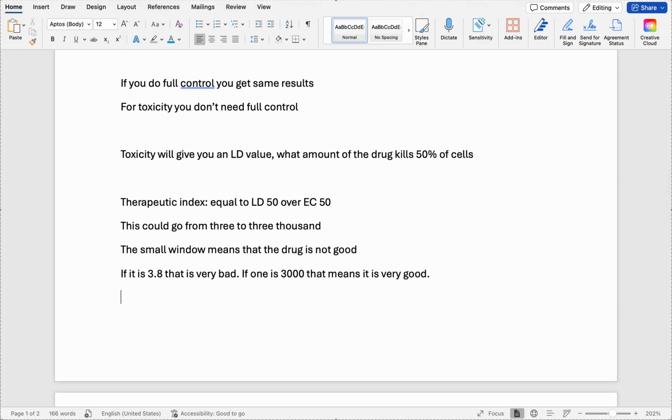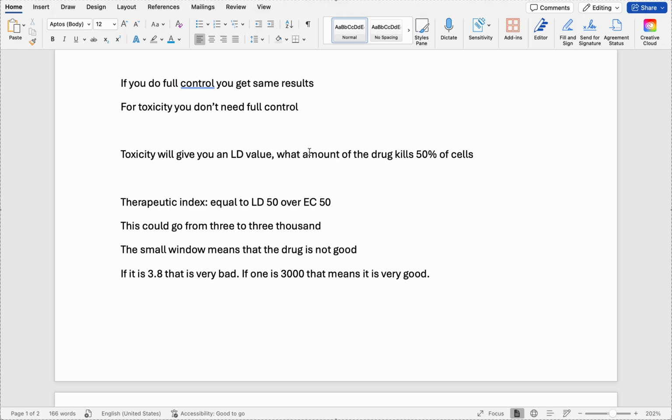Jordan. Never mind. Go ahead. I figured it out. No, go ahead. It took me a minute to figure out why a higher number meant less cell death, because a higher number means greater concentration needed to get the lethal dose.